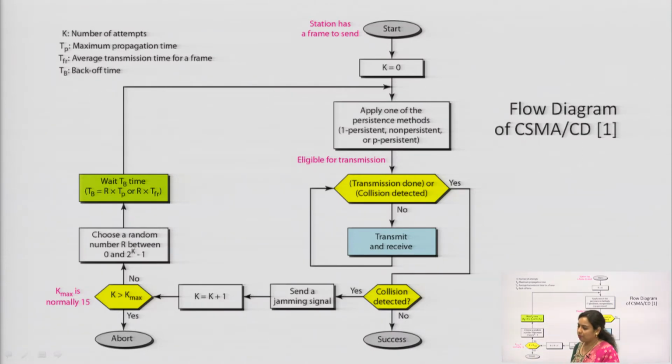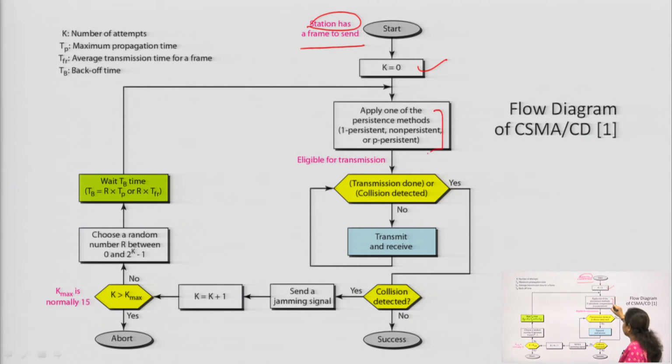Now, next is the flow diagram of CSMA/CD, showing how this whole process will work. This is the start, meaning the station has a frame to send. It initiates the sending, it has initiated the frame to be transmitted. Then this is the 0th attempt, meaning the initial attempt that has been done.